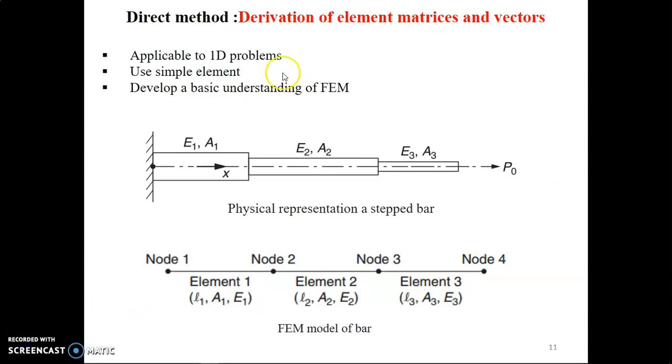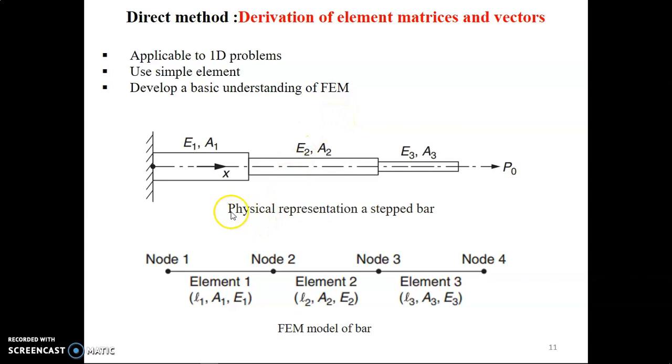So now we will discuss the direct method. We will be using the direct method to derive the elemental matrix and the vector equations for the 1D problem. In this approach we will be using a simple element which will be having linear interpolation, or at most quadratic approximation, of the primary field variable within an element. This is just explained to develop a basic understanding of the finite element method.